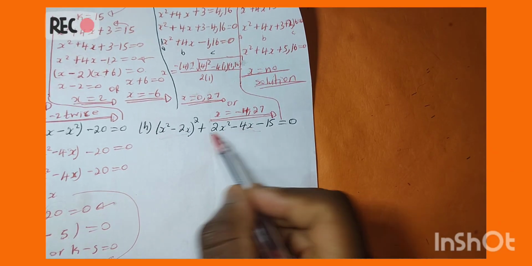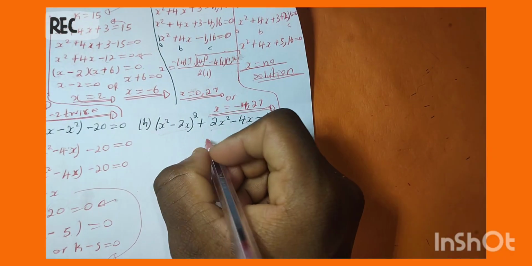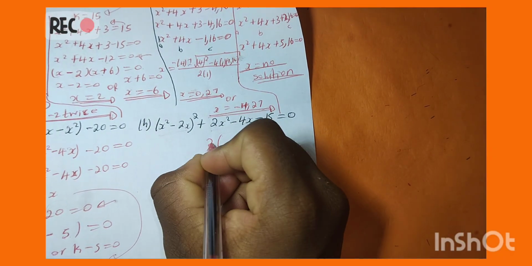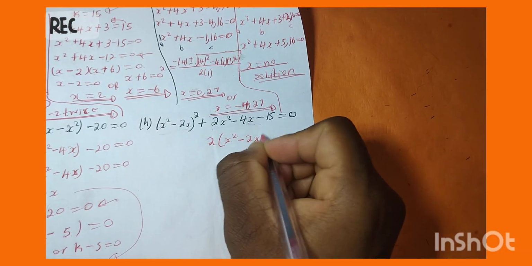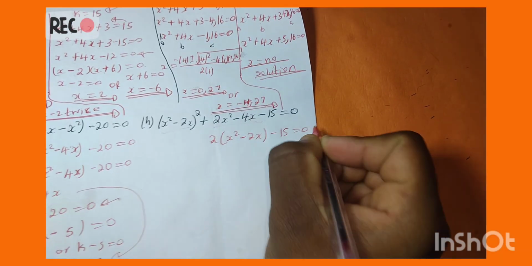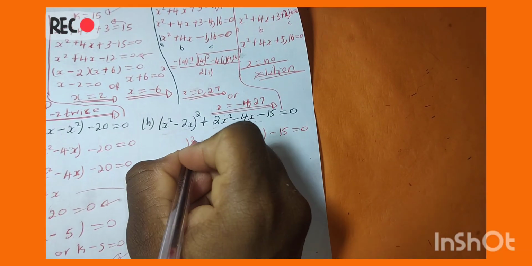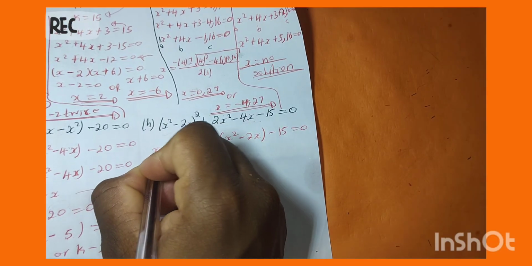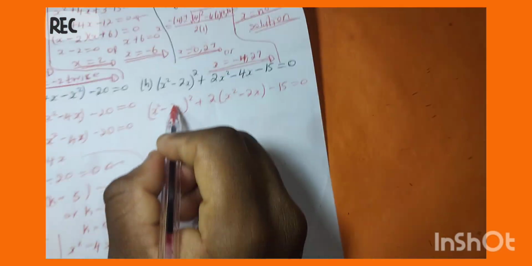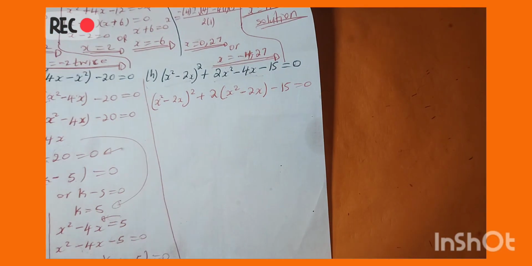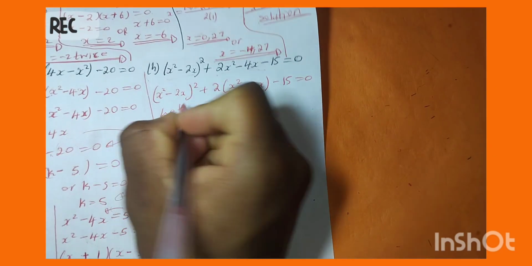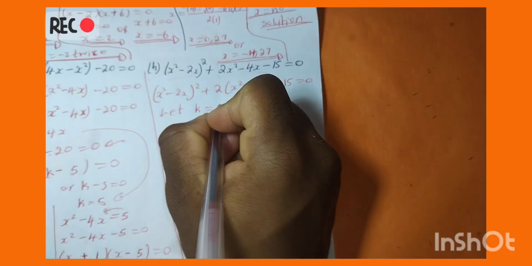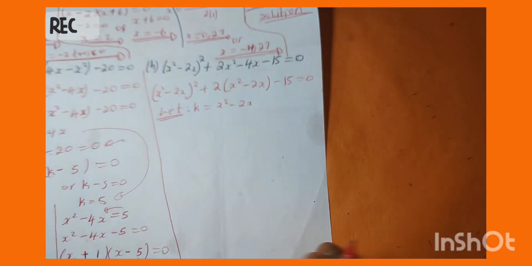If I factorize this by taking a common factor, which is 2, then this divided gives x², this divided gives minus 2x. Do you see, now I have made that thing common with this one? So now these two things are common. So now I have a chance to let k be equal to x² minus 2x.